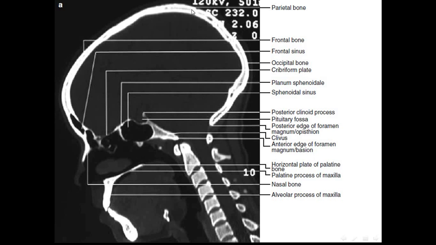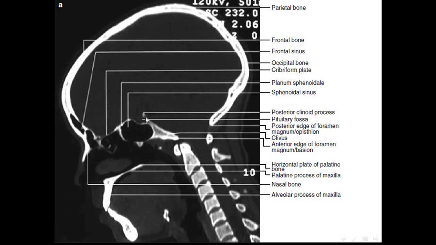Anteriorly is the frontal bone. At the top is the parietal. Between them is the coronal suture. Posteriorly is the occipital bone. Here, this is the frontal sinus. This flat bone structure is the cribriform plate of the ethmoid bone, and this is the sphenoid sinus.